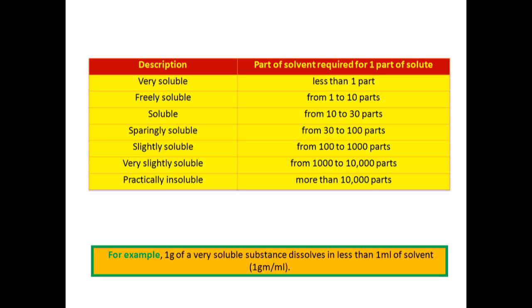So you can easily learn this table, especially the categories, and how you classify substances on the basis of their solubility. What quantity of solvent you exactly require for dissolving one part of solute, that is the criterion to describe that component as either very soluble, freely soluble, soluble, sparingly soluble, slightly soluble, very slightly soluble, or practically insoluble.